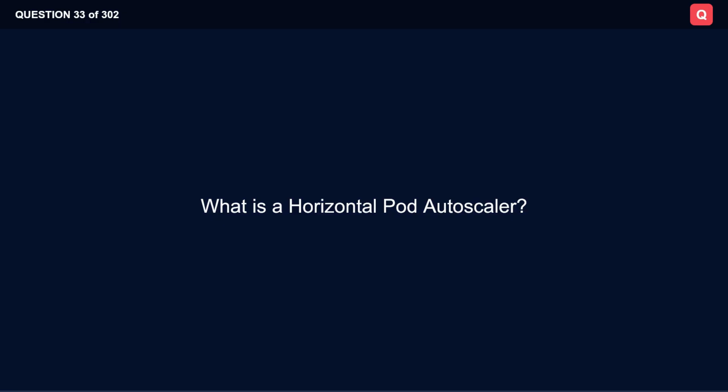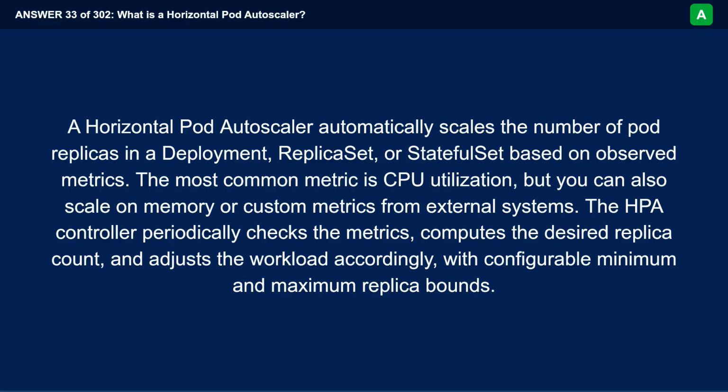What is a horizontal pod autoscaler? A horizontal pod autoscaler automatically scales the number of pod replicas in a deployment, replica set, or StatefulSet based on observed metrics. The most common metric is CPU utilization, but you can also scale on memory or custom metrics from external systems. The HPA controller periodically checks the metrics, computes the desired replica count, and adjusts the workload accordingly, with configurable minimum and maximum replica bounds.